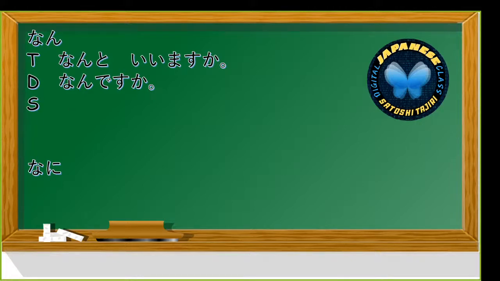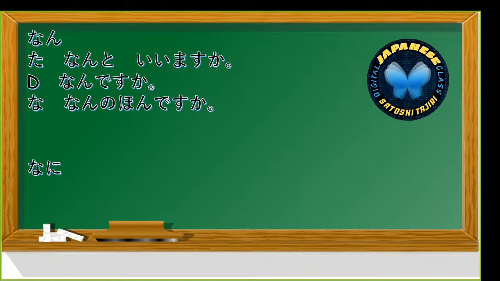And we have for our N sound. So if it has an N sound, for example, we have nan no hon desu ka, like saying here, what kind of book, nan no hon desu ka, with our ta sound, tagyo, and we have our dagyo and nagyo.